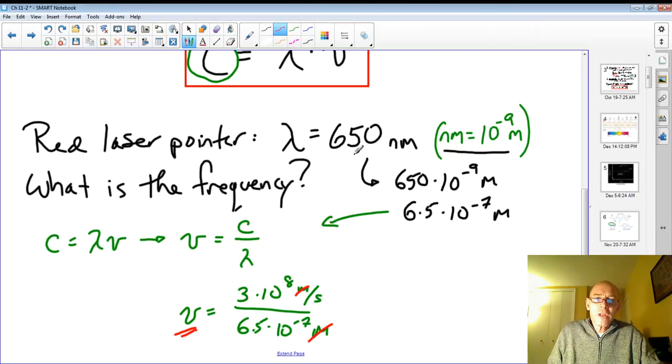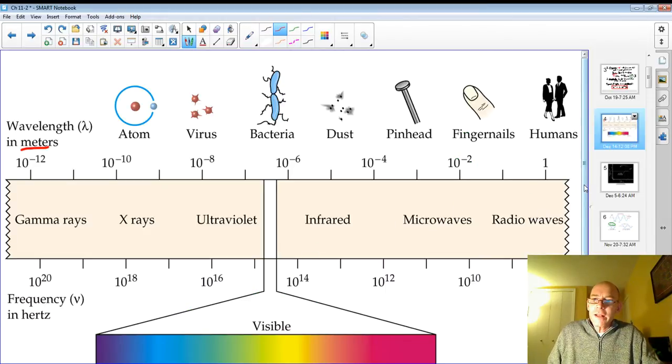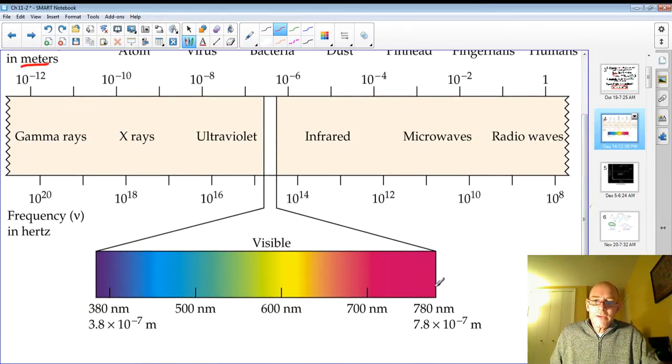And the other one we did was looking at the frequency of red laser pointer light. So the frequency we guessed is going to be around 10 to the 14th or 10 to the 15th, because it's 10 to the 8th divided by 10 to the negative 7. And we go up here and we look at red light, and red light's going to be right over here. Here's our frequency. Look at that. It's between 10 to the 14th and 10 to the 15th. So we're right on. Our data says that's good.